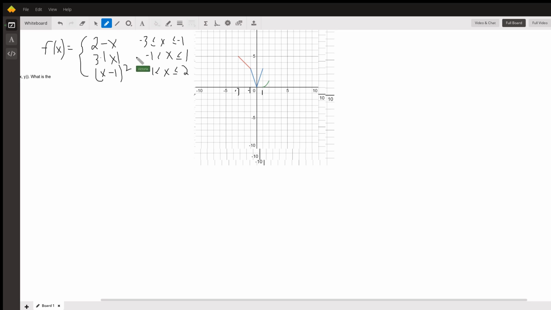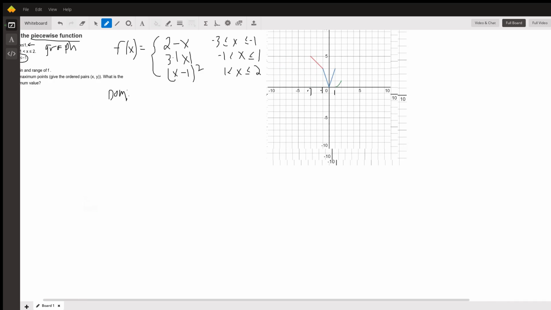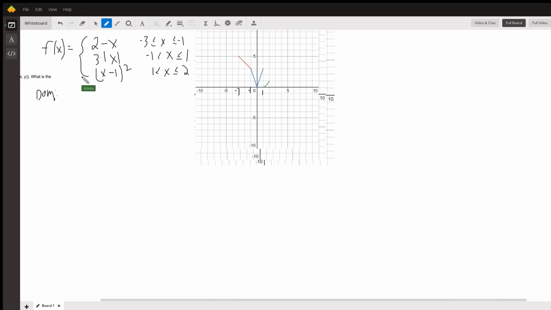So to answer the questions, the domain, well, do we want interval notation? It doesn't say, so I'll do both. So the domain is x, I don't know how specific your teacher is, a member of the reals, such that -3 is the smallest, but it can equal -3, and 2 is the largest. In interval notation, this would be -3 to +2.